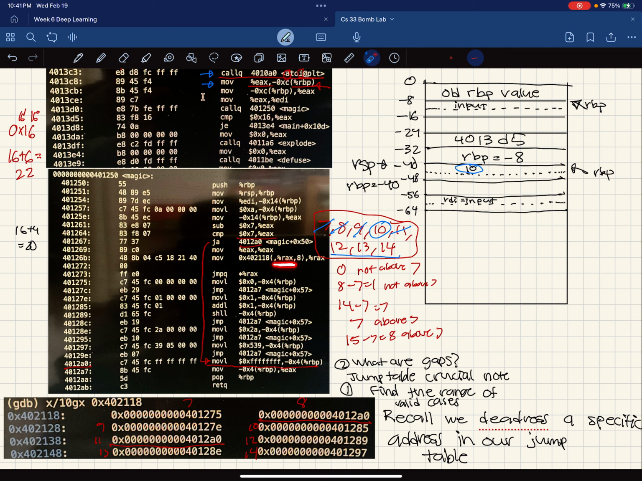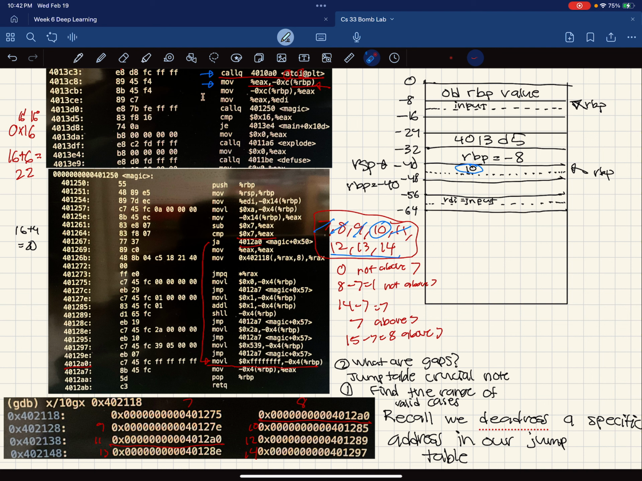Specific RAX is like your input, or basically your modified input because you subtracted from it, and 7 corresponds to this one, 8 corresponds to this one, and so on. Okay. So once we have that RAX value, we should jump to it. So we should dereference that and go to it. So we should go to that instruction.